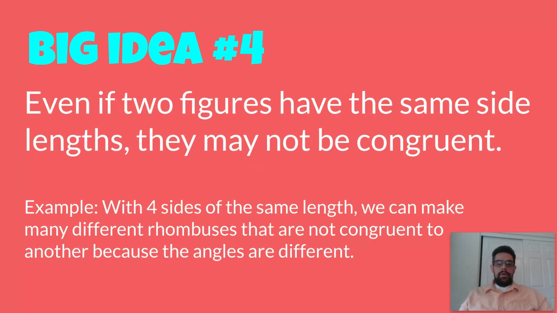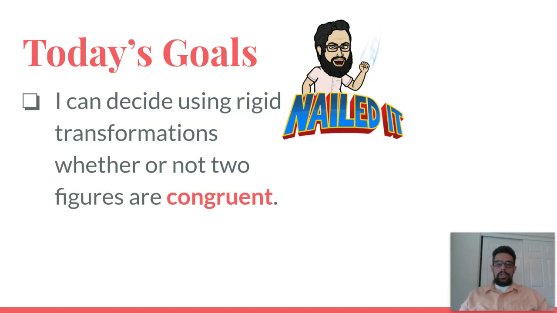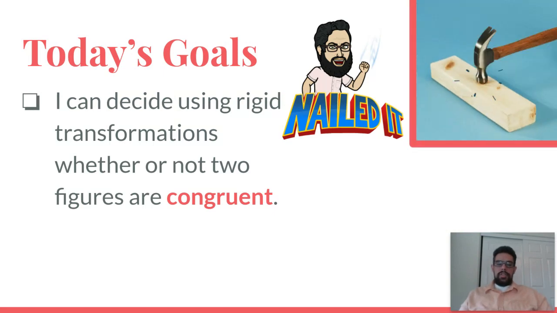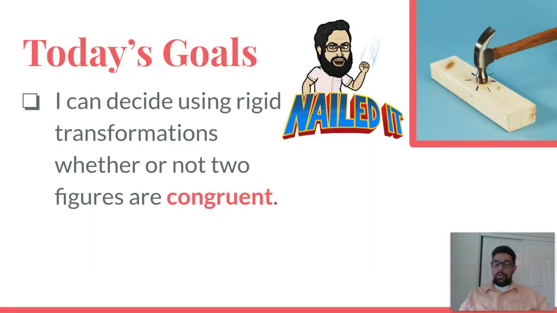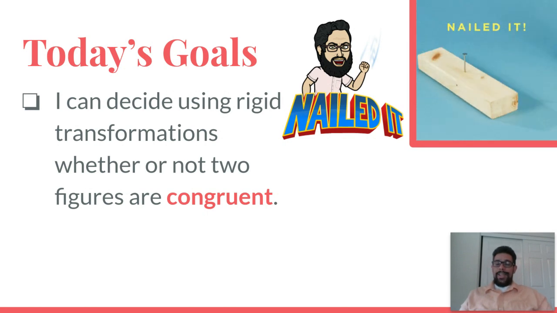All right. And number 4, even if figures have the same side lengths, they may not be congruent. We saw that in the one where it was a square, and then the other one was a rhombus, where it was a little slanted. With 4 sides of the same length, we can make a rhombus or a square, and they have different angles. So today's goal, we were using the rigid transformations to decide whether or not two figures are congruent. If you can describe it and say it's a rotation, a translation, or a reflection, or combine them, that is enough to say that they are congruent.